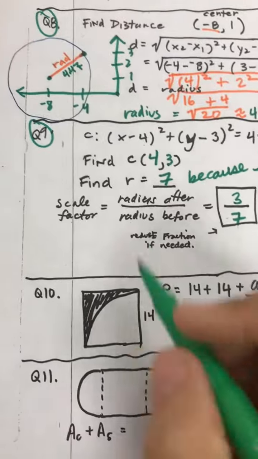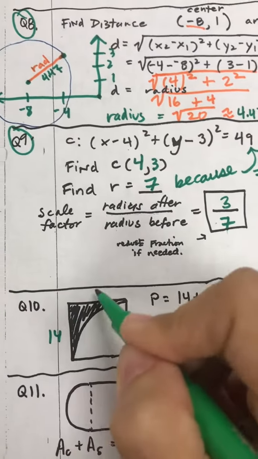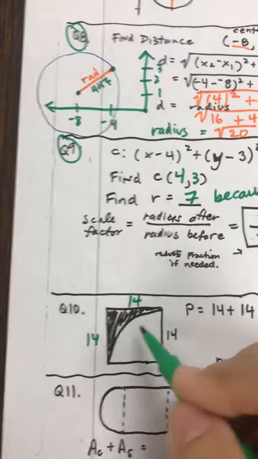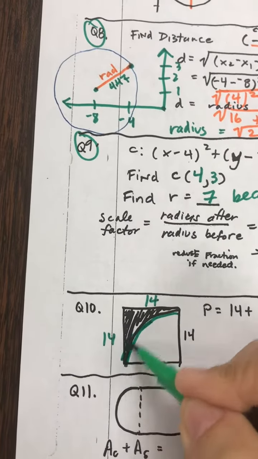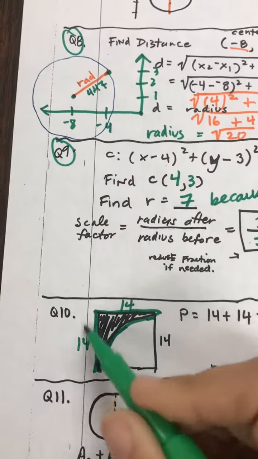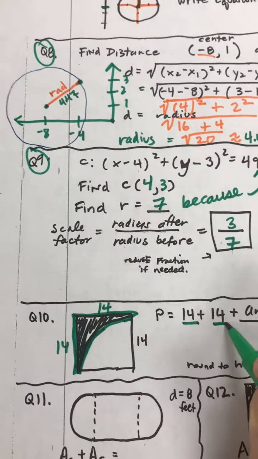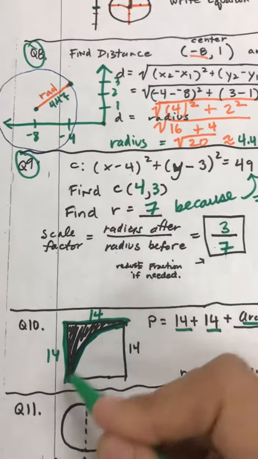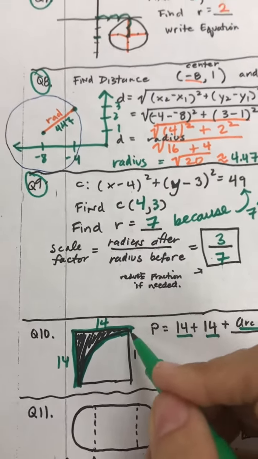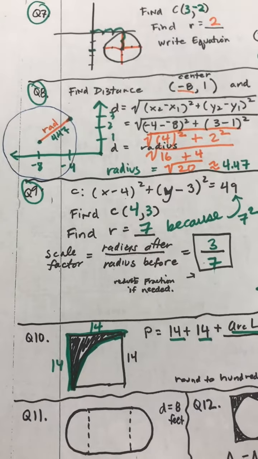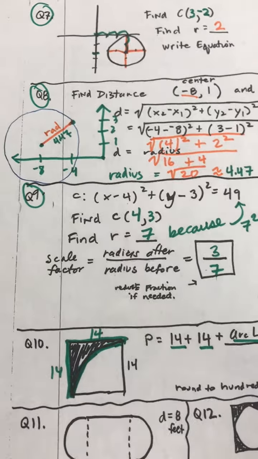I have a square that's 14 by 14 by 14 by 14, and I have an arc length here. The problem states, find the perimeter of this oddly shaped object. So that would be 14 and 14 and whatever this arc length is. It looks like a number longer than 14, but probably shorter than 20 or so. I'm not sure. Definitely shorter than 25, I guess.